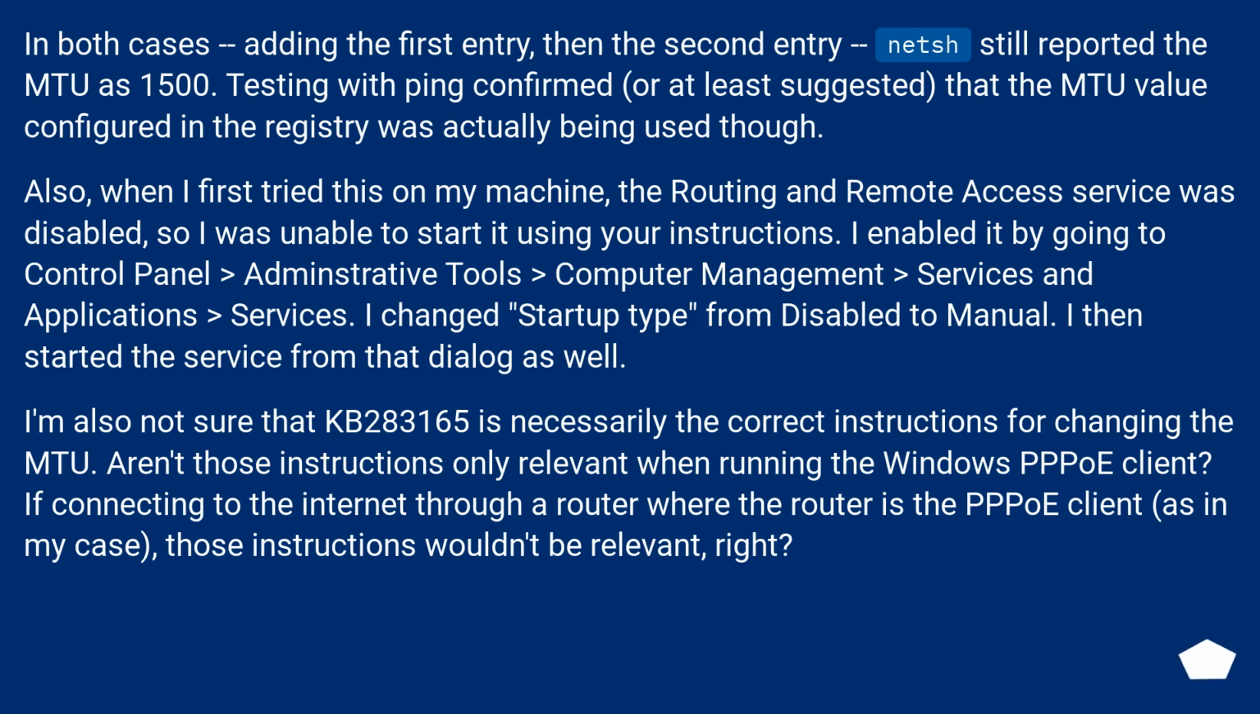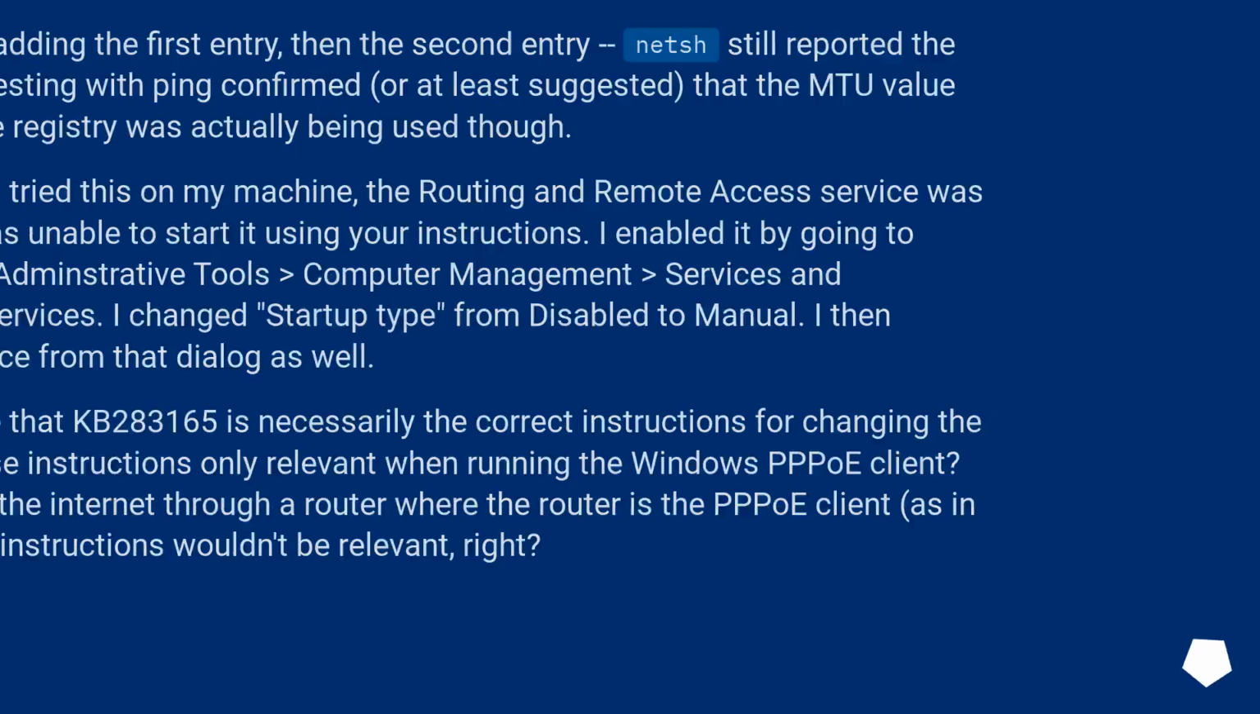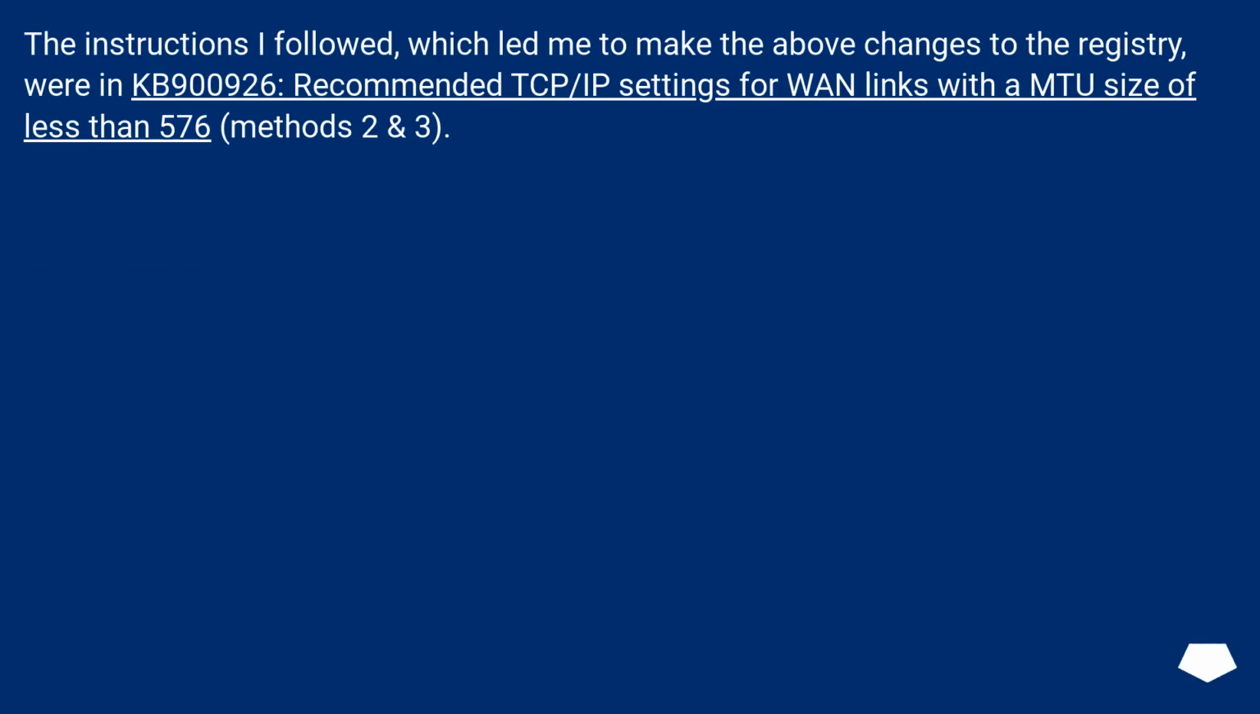I'm also not sure that KB283165 is necessarily the correct instructions for changing the MTU. Aren't those instructions only relevant when running the Windows PPPoE client? If connecting to the internet through a router where the router is the PPPoE client, as in my case, those instructions wouldn't be relevant, right? The instructions I followed, which led me to make the above changes to the registry, were in KB900926, Recommended TCP/IP settings for WAN links with an MTU size of less than 576, methods 2 and 3.